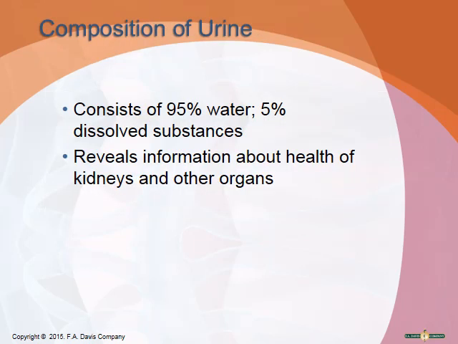So let's take a look at what urine looks like. Like a lot of the fluids in our body, most of the fluid is water, and then we have a portion of it that's dissolved substances. Page 365 shows what a urinalysis will show us. For example, color. Urine is generally a pale yellow to an amber color, and odor should be mild.